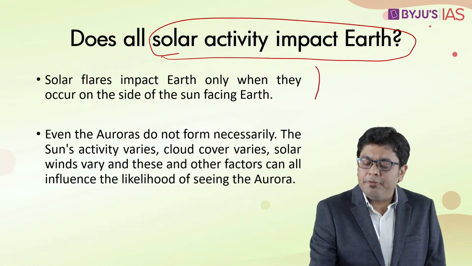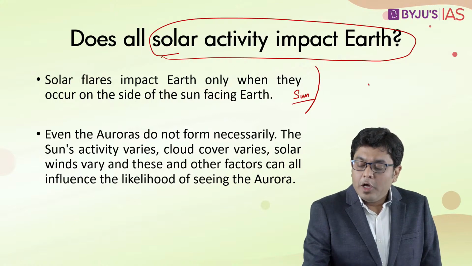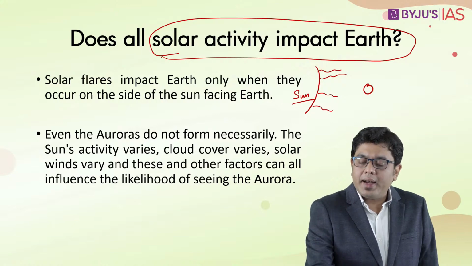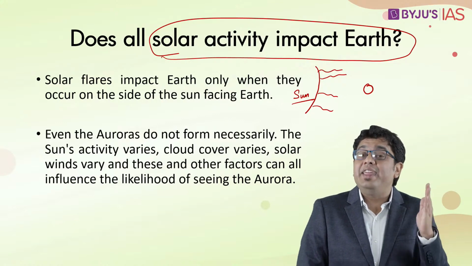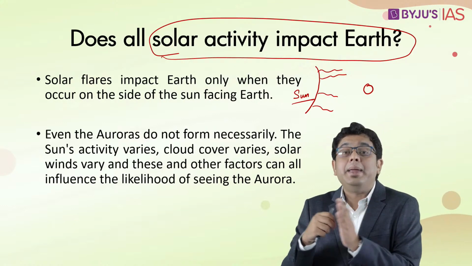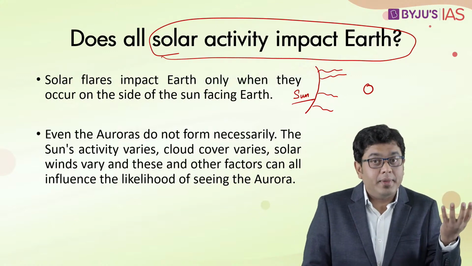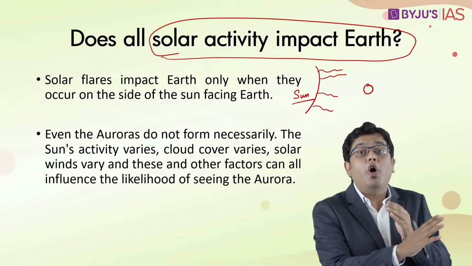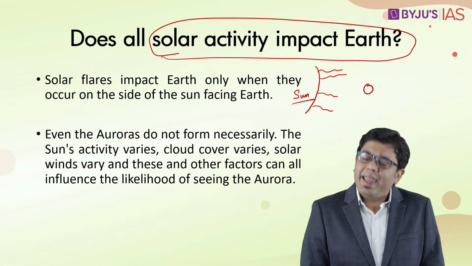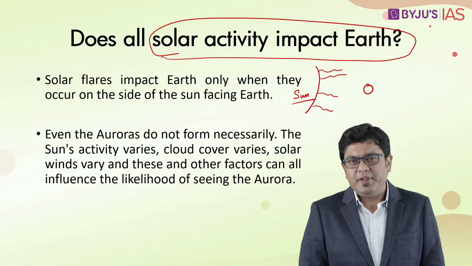Because if you try to understand it, suppose this is the sun. Only those solar phenomena which are emitted or experienced on the face directly in front of the Earth will end up impacting it. Those portions of the sun which are away from the Earth, facing in the direction opposite to the Earth, do not produce northern and southern lights which impact the Earth's surface.